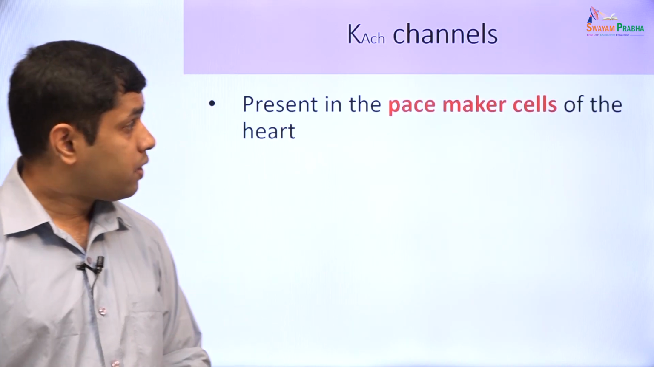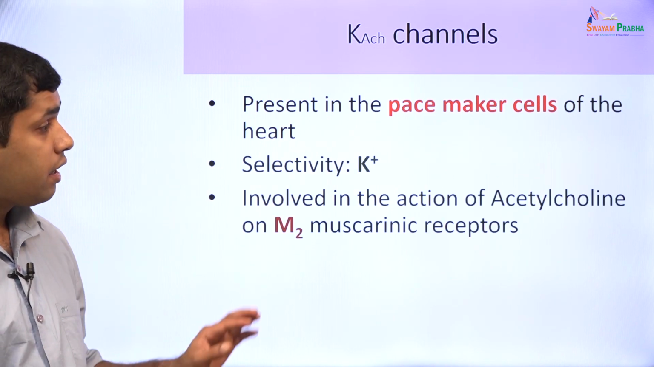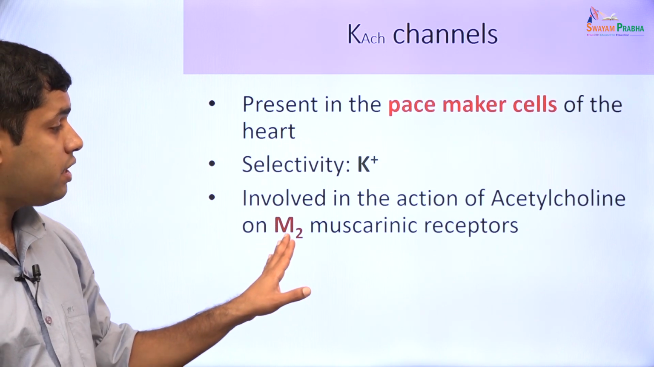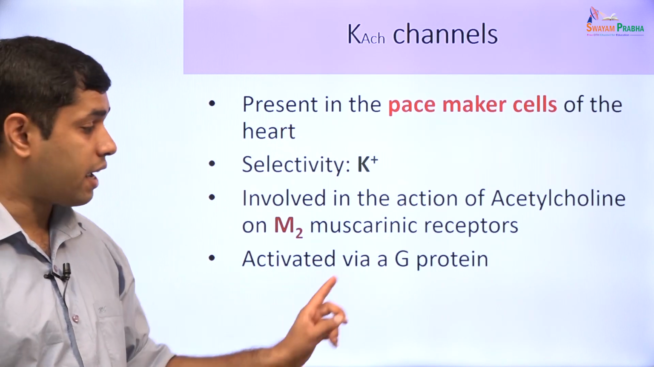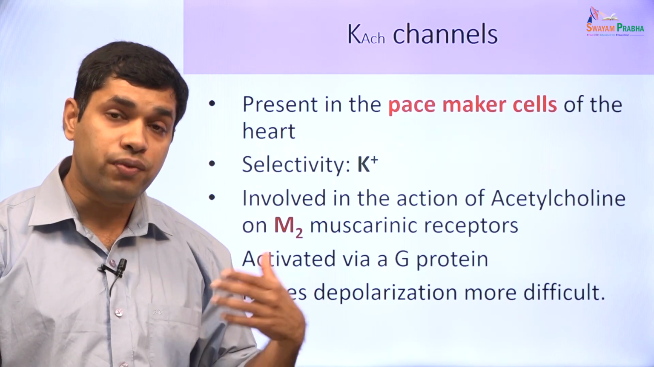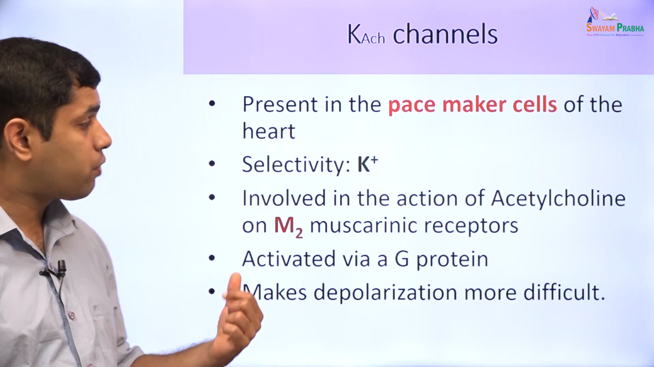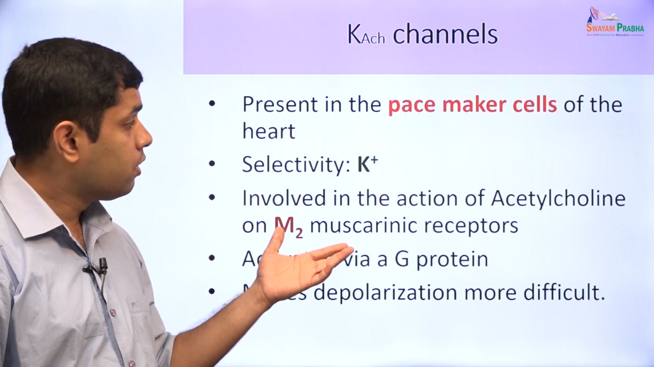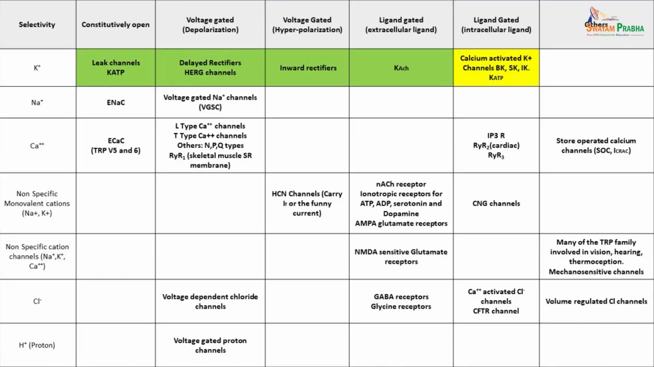The KACH channel is present in the pacemaker cells of the heart. It's selective for potassium once again. And this is how acetylcholine acts via the M2 muscarinic receptors. So acetylcholine acting via the M2 muscarinic receptors activates a G protein, and this makes depolarization of the heart more difficult, and therefore it slows down the heart rate. So acetylcholine slowing down the heart rate is because of its action on M2 muscarinic receptors, which act via a G protein on the KACH channel, therefore slowing down the heart. So with this, we have covered the inward rectifiers, the KACH channel and the KATP channel.